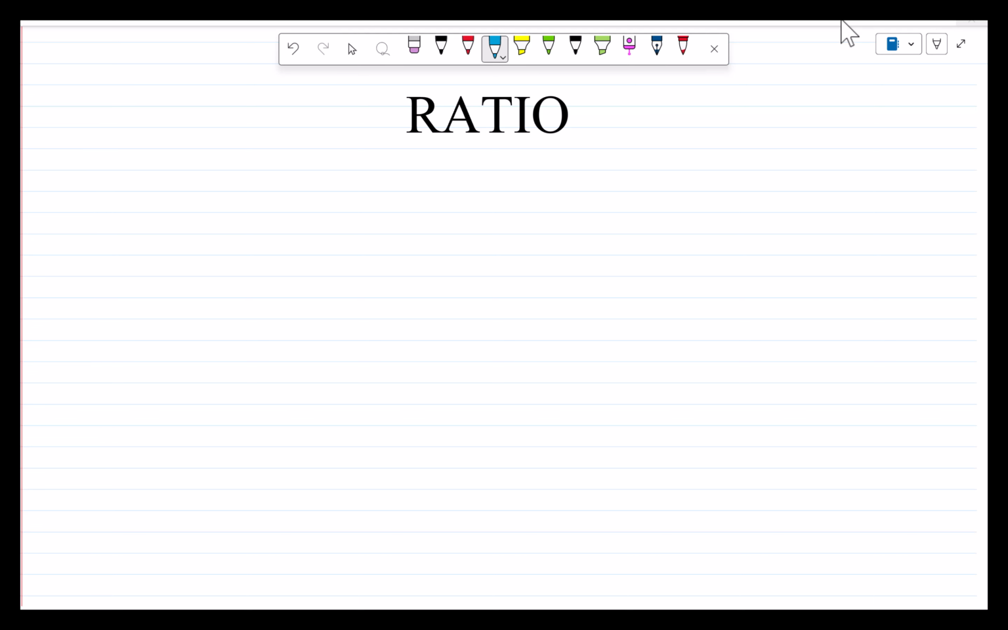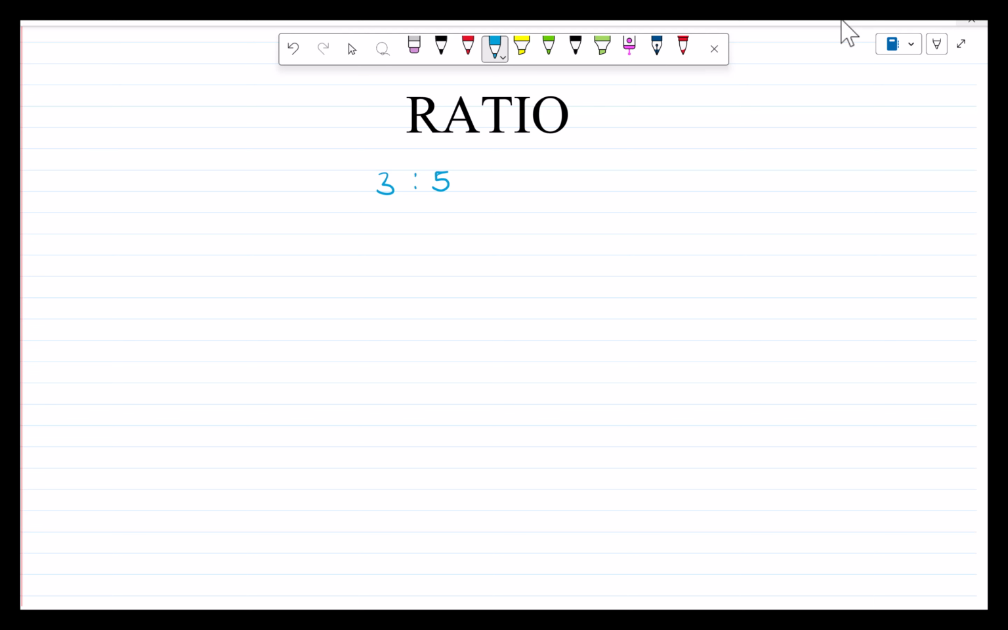Welcome to 365 Math. In this video, I'm going to be talking about ratios. A ratio expresses the relationship in size between two or more numbers or quantities, and ratios are usually written using a colon such as 3:5, which reads as a ratio of 3 to 5. Some say it as 3:5.